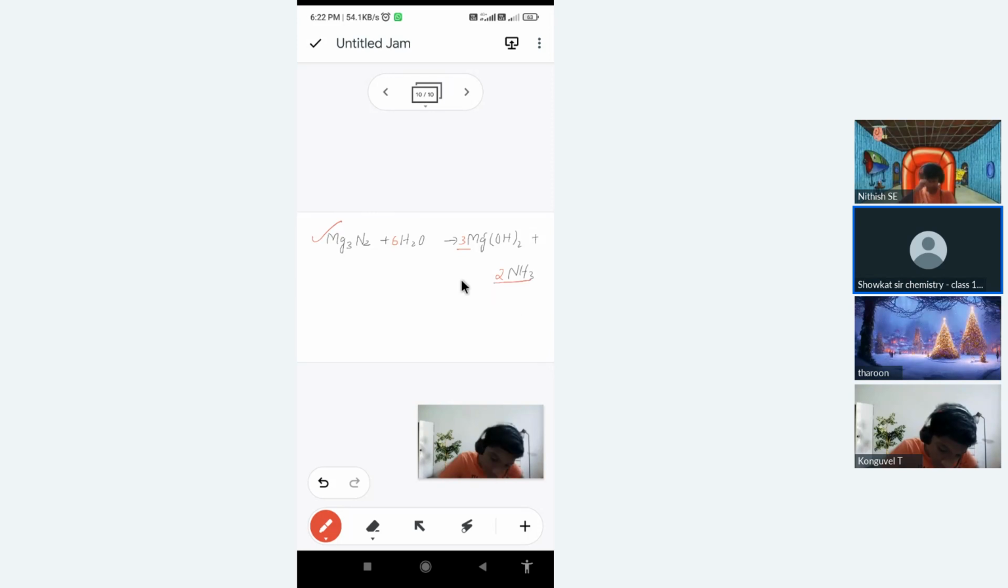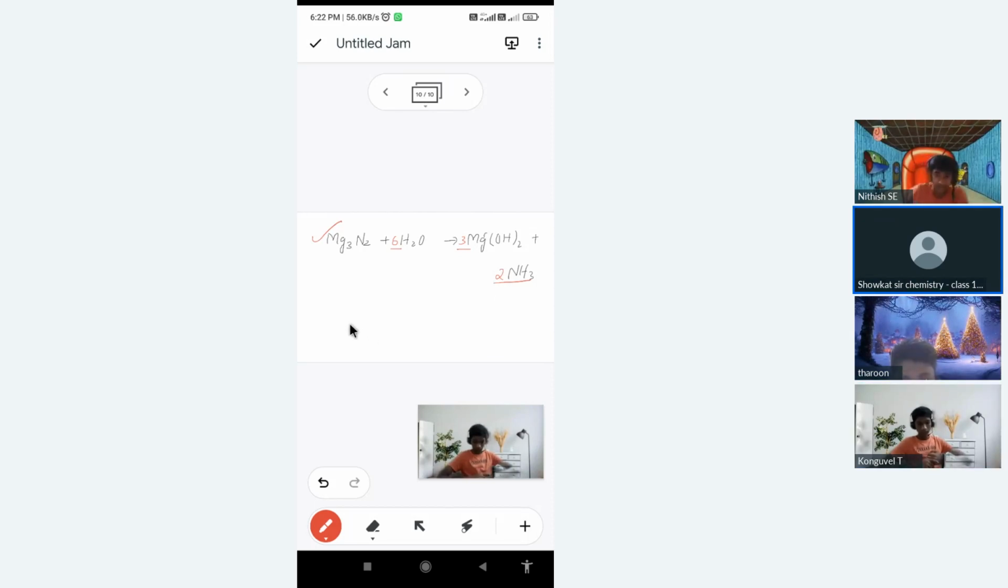And then we are left with oxygen and hydrogen. Here oxygen is 3 twos are 6, so I will multiply it by 6. Then hydrogen is 6 twos are 12. Here we have 3 twos are 6 and 3 twos are 6, so 6 and 6, 12. So it is now balanced, right? Yes, sir.